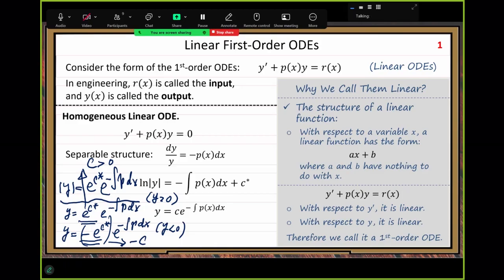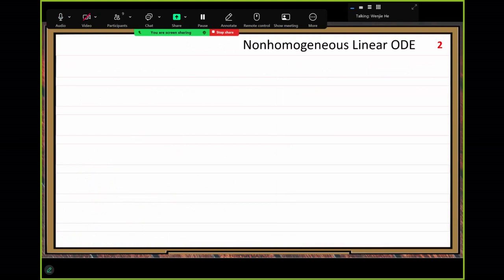All right. So that's this step. Homogeneous. C determined by initial condition. All right. Then we can get to this non-homogeneous linear ODE this time. So we put the homogeneous equation aside. Now we continue to fix the R term this time.